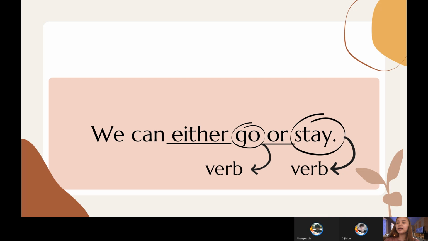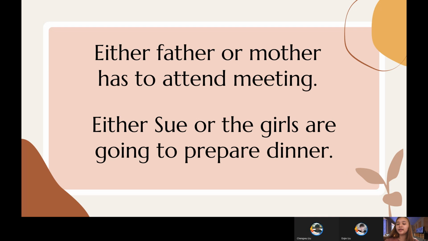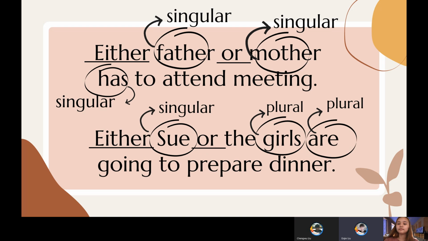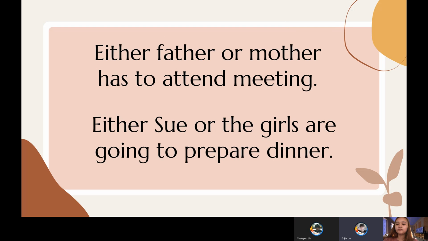Okay, so let us have another example. Can you please read? Either father or mother has to attend the meeting. Either Sue or the girls are going to prepare dinner tonight. Okay, so can you please identify the words after either and or? For the first sentence, father is placed after either and mother after or. For the second one, Sue after either and the girls after or.